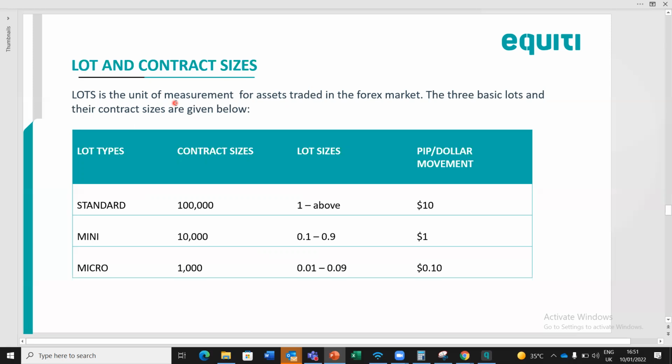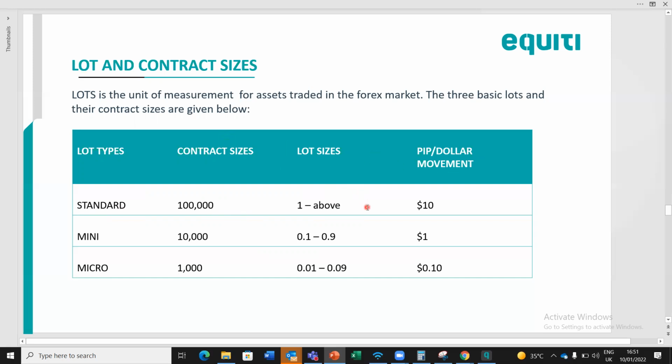Lot sizes. All right. Now, the three basic lots and their contract sizes are given below. So we have the first column, which is the lot type. We have the second column, which is the contract sizes. We have the third column, which is the lot sizes, and then we have the last column, which is the pip per dollar movement of these lot sizes.